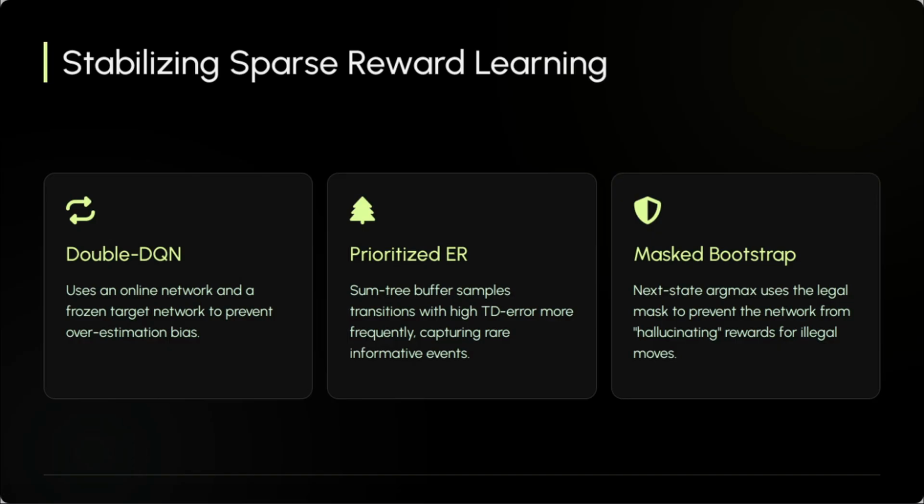Finally, we used masked next state argmax. When bootstrapping the target, we apply the legal move mask to the next state as well. If we skip this, the bootstrap can select an illegal action and the network hallucinates a Q value for it, and the error ends up propagating backward through the training. But with the mask, the loss stays at about 0.001.